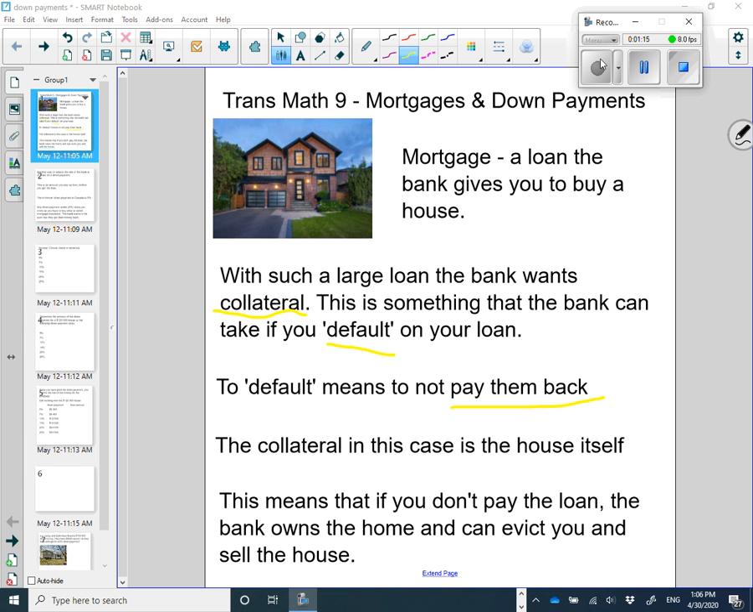So that can happen. This does happen, especially if people buy homes that are more than they can afford. Maybe they lose a job or they overextend themselves. They start buying other things and they can't make house payments. That sometimes happens. So this means that if you don't pay the loan, the bank owns the home and can evict you and sell the house to get their money back. Okay, so you do need to make sure that you can afford to pay for your home, just like affording to pay for rent.